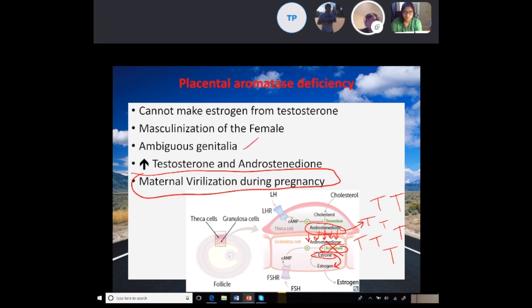So this is the key to differentiate on a test question between other causes, when they just say, "Oh, ambiguous genitalia," and you're like, "Well, dude, that could be a bunch of things." This is the key right here, where mom complains about being hairy and smelly and sounding like Ving Rhames.